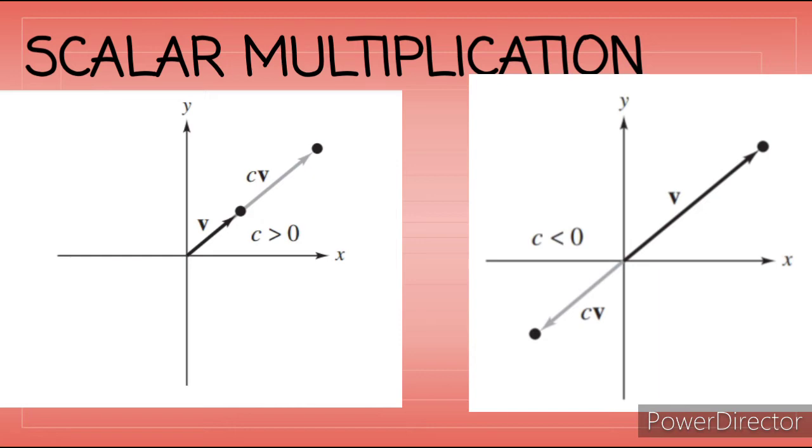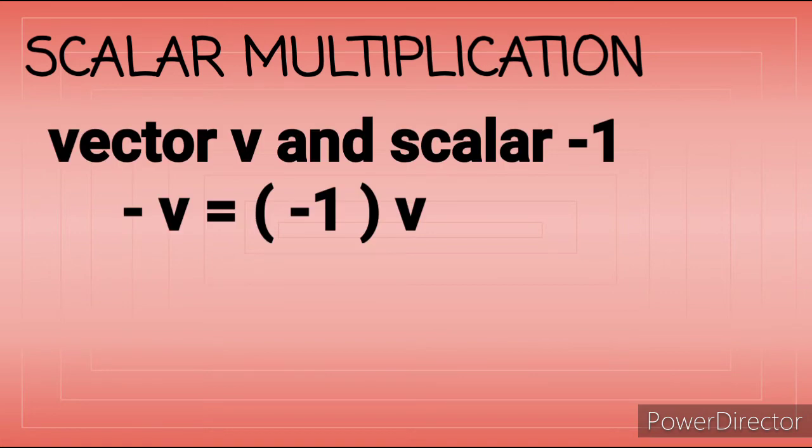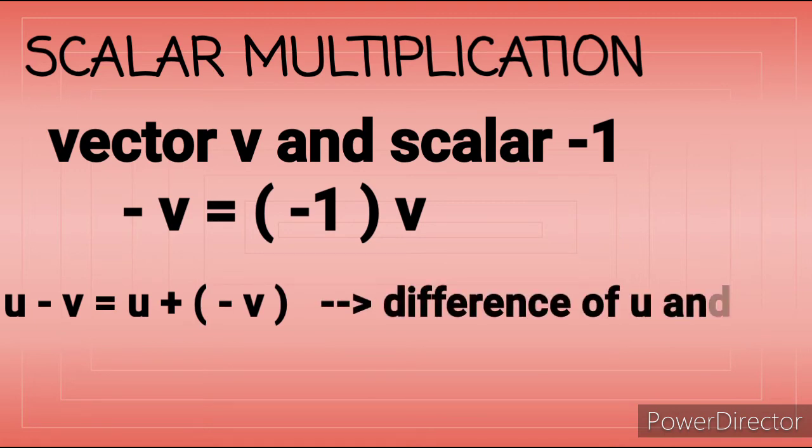As shown in the figure, the product of a vector v and the scalar -1 is denoted by -v = (-1)v. The vector -v is called the negative of v. The difference of u and v is defined as u - v = u + (-v), and you can say v is subtracted from u.